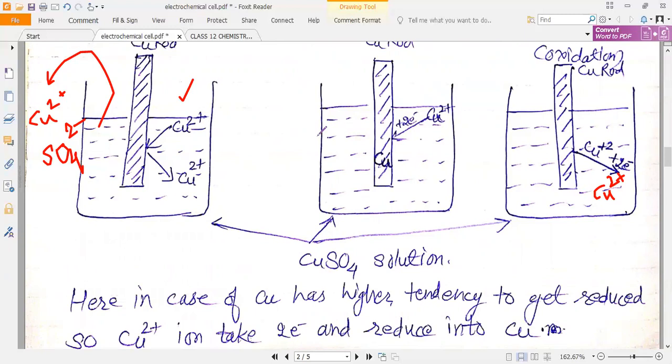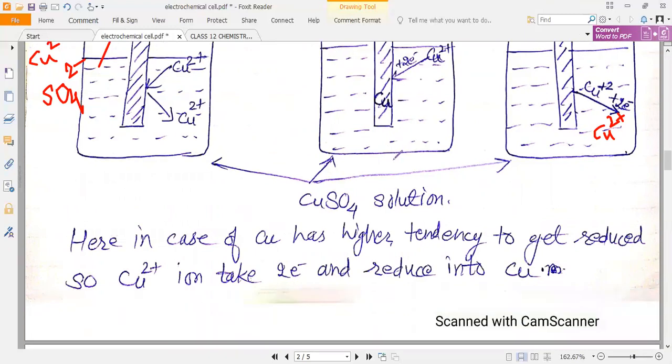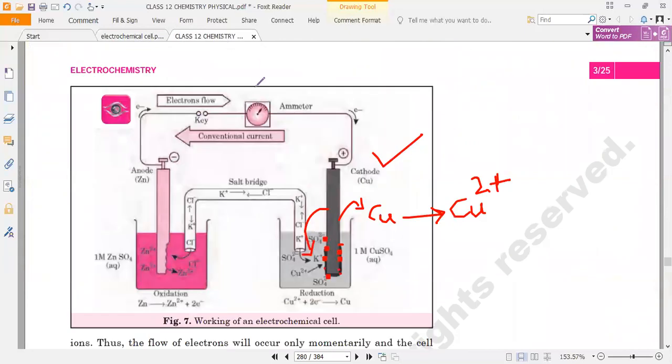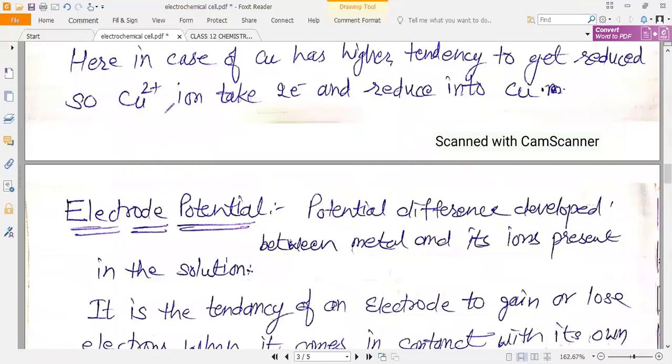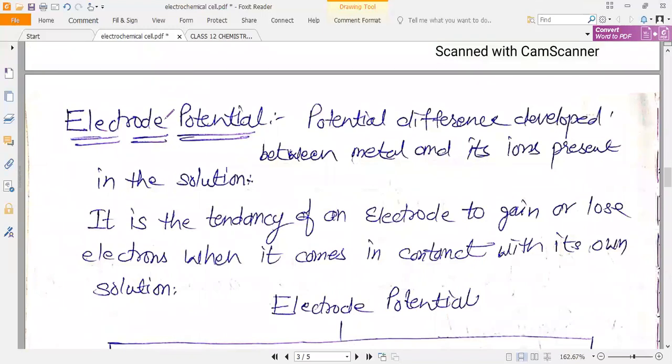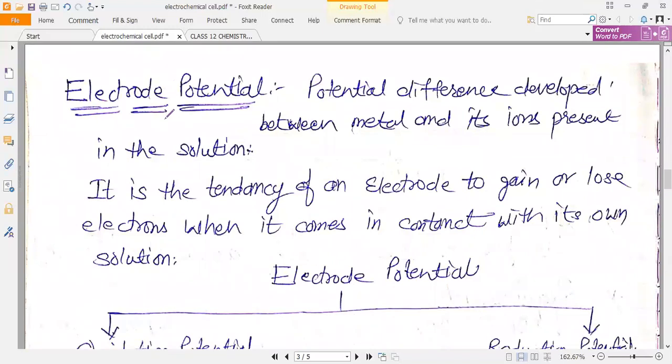So here the copper has a higher tendency to get reduced. So the Cu2+ ion takes two electrons from this copper rod and reduces itself into copper, and this copper is deposited on the copper rod, as we can see in this diagram. These are the copper atoms, and these copper atoms stick on the copper rod. Now, I think this point is very clear to all of you.